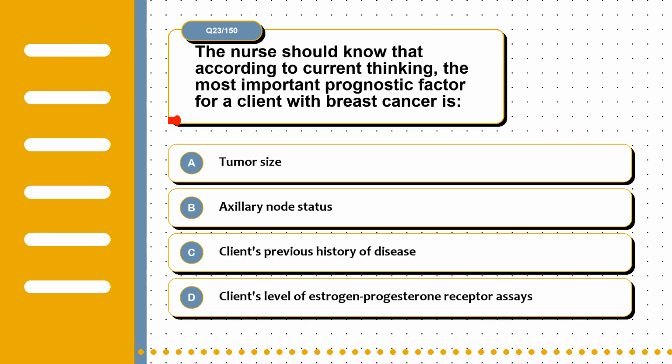Question 23. The nurse should know that according to current thinking, the most important prognostic factor for a client with breast cancer is. Here are the options. Option A. Tumor size. Option B. Axillary node status. Option C. Client's previous history of disease. Option D. Client's level of estrogen progesterone receptor assays.